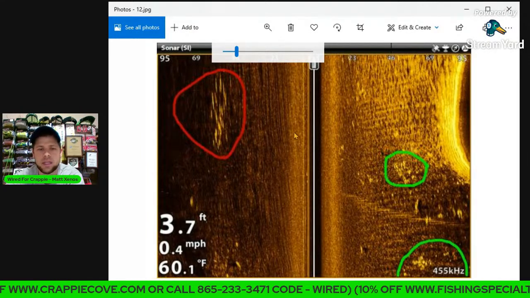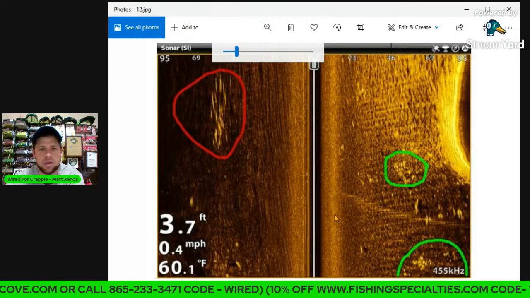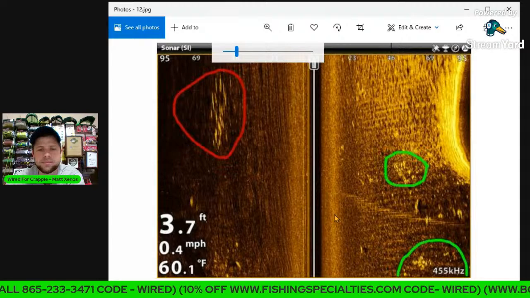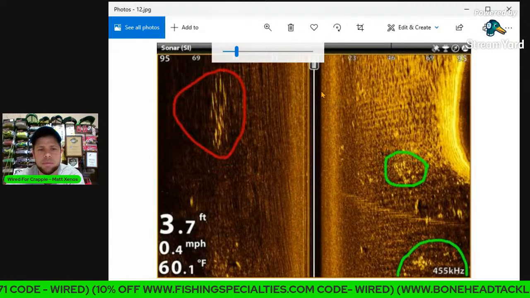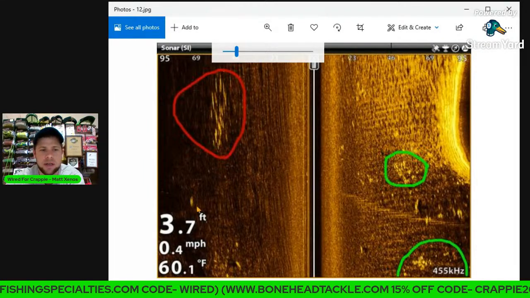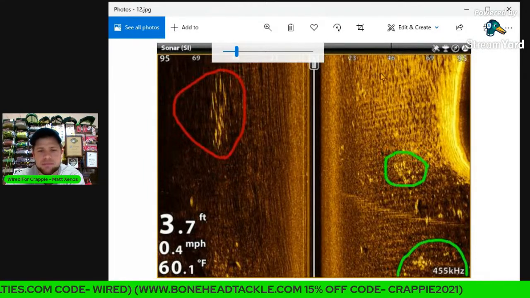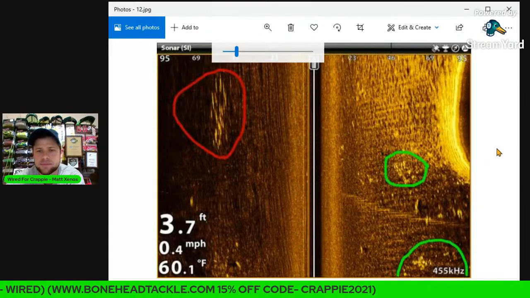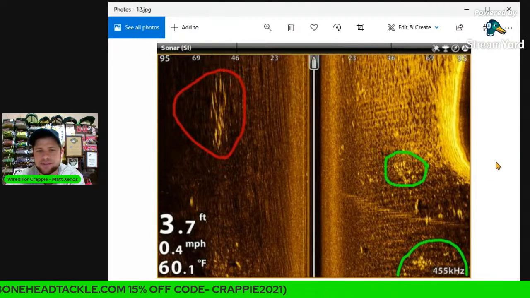This is shallow water. Again, obviously, you can tell it's shallow water by the black that's in the center. You don't have a whole lot of black in the center. And it says 3.7 feet right here. But nonetheless, fish. Fishy, fishy.